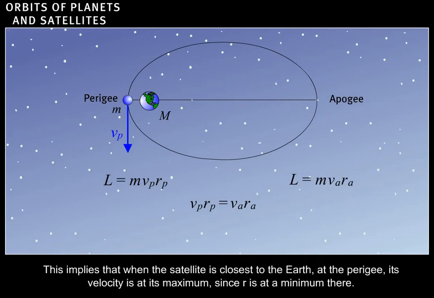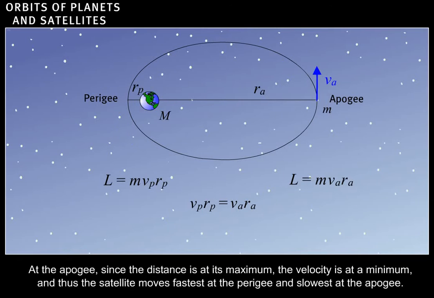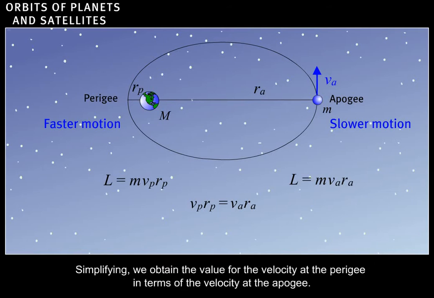This implies that when the satellite is closest to the Earth at the perigee, its velocity is at its maximum, since r is at a minimum there. At the apogee, since the distance is at its maximum, the velocity is at a minimum, and thus the satellite moves fastest at the perigee and slowest at the apogee. Simplifying, we obtain the value for the velocity at the perigee in terms of the velocity at the apogee.